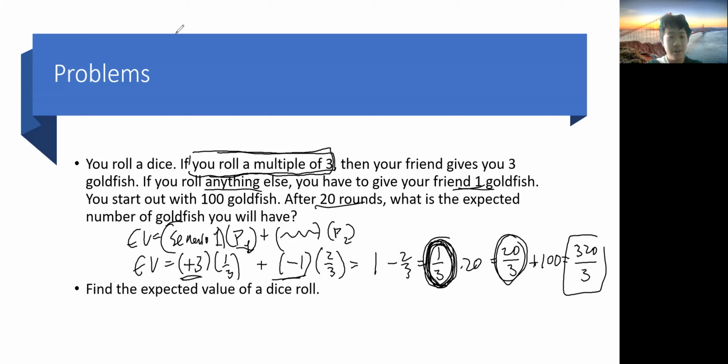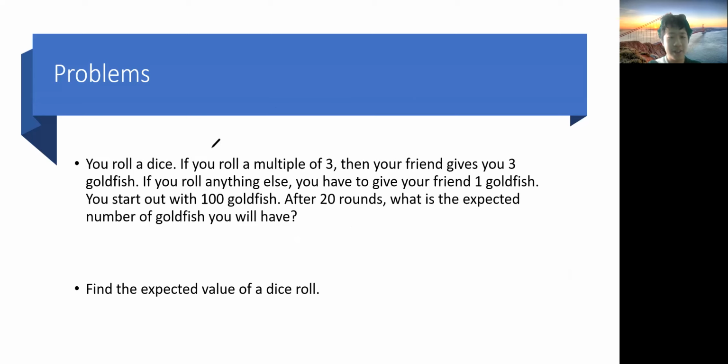Which is good for me, right? If I were to play this game with my friend, I would do it because the expected value is that I gain a lot of goldfish, which is good. So now it's your turn to find the expected value of a dice roll. When you roll a dice, what's the expected value you get? I'm going to work on this until the end of class, which is 2 minutes.